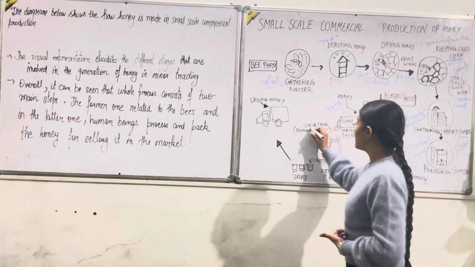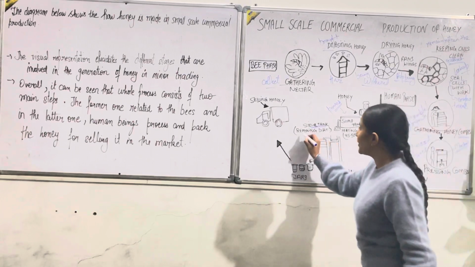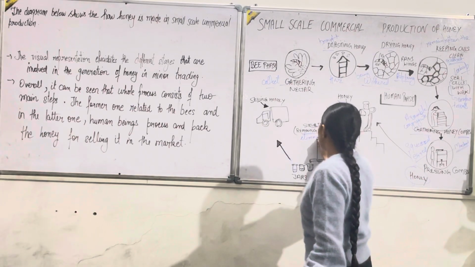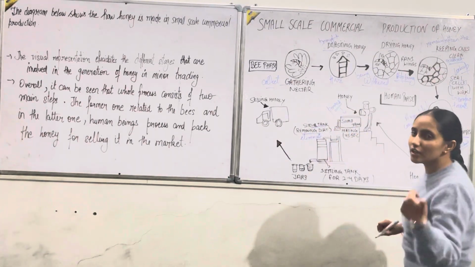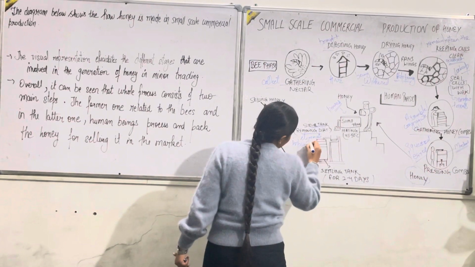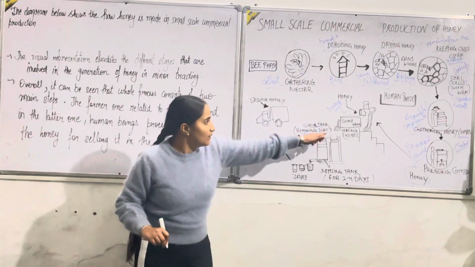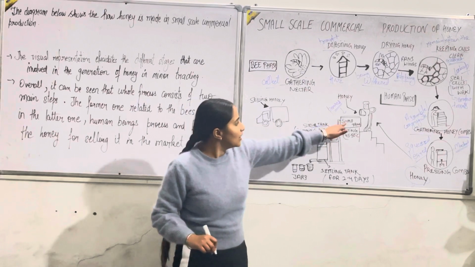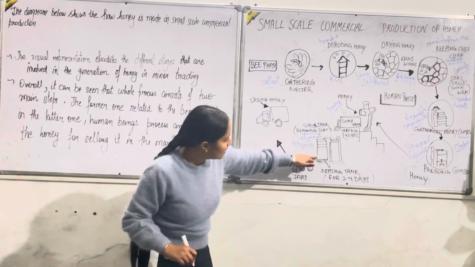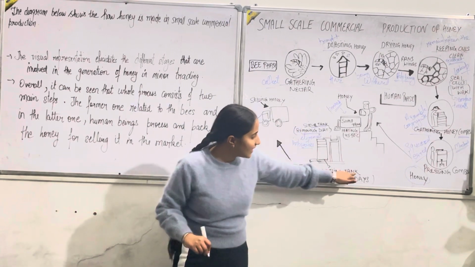Sieve tank means like a filter. Then it is passed through a filter in order to remove, remove means eliminate, the dirt or impurities. In order to eliminate the impurities, this honey, after passing through a sump tank, is being poured in a sieve tank, and next to it, it is being settled in a settling tank.